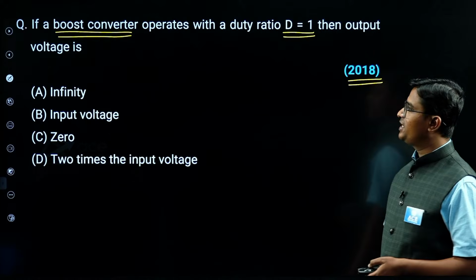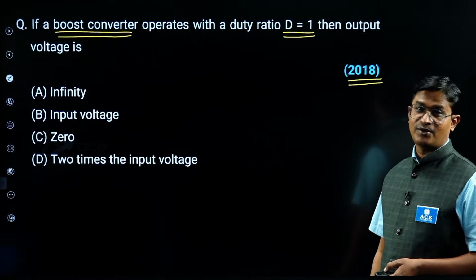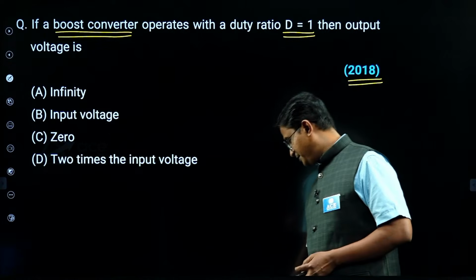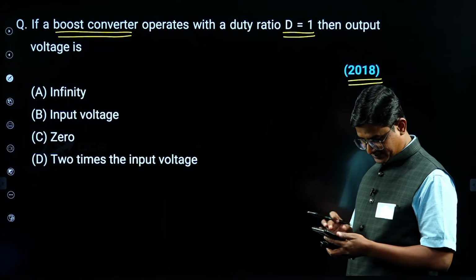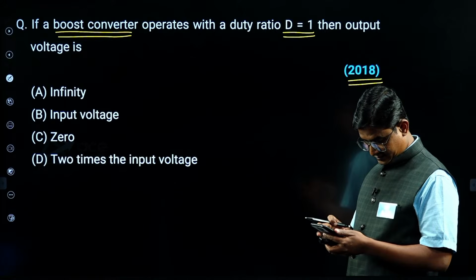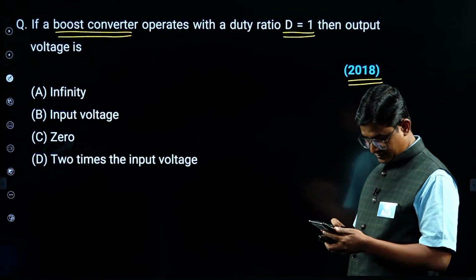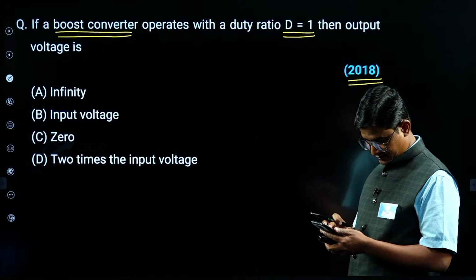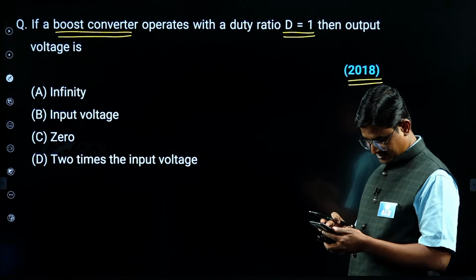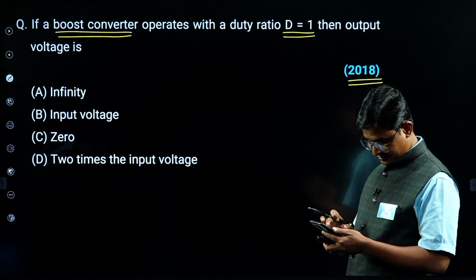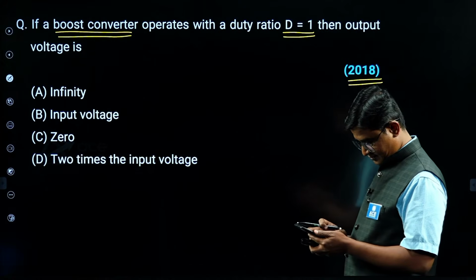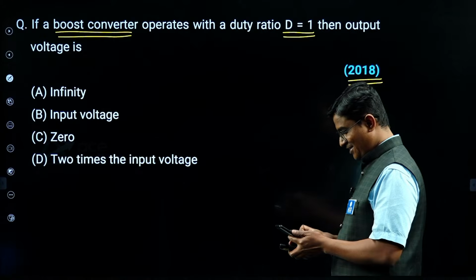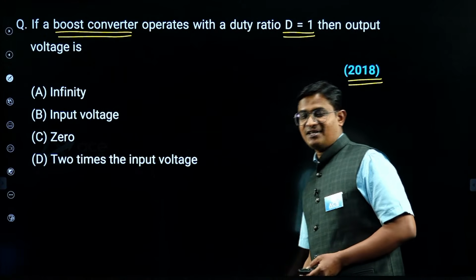If D equal to 1, what will happen in the circuit? What is our output voltage? Yeah, can anyone? Come on, you can post your answers in the chat box. Yeah, few are saying that sir it is infinite. Let's see.